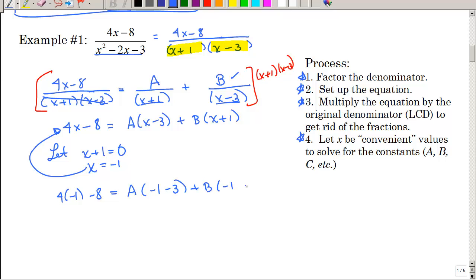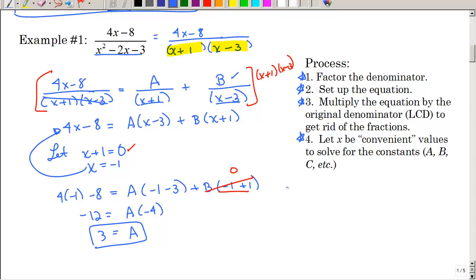So everywhere there's an x, we're putting a negative 1. And since we let that equal 0, at some point we're going to get a 0, and some constant's going to go away in our equation. So we have negative 12 equals a times negative 4, so a is positive 3.